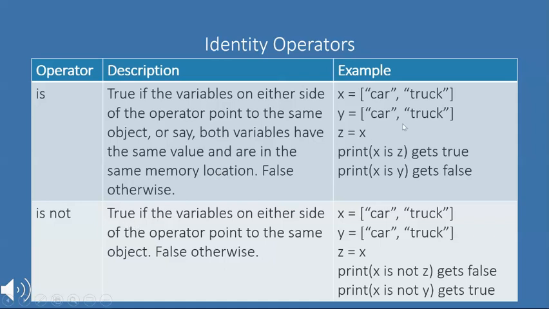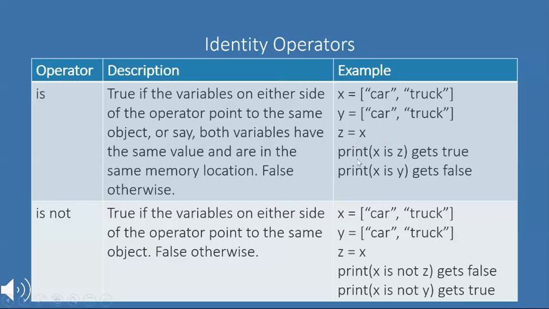In the example, X is a tuple and includes car and truck. Y has the same value. However, they are declared as different variables. Now, we assign X to Z, so variable Z actually points to X and has the same value as X.